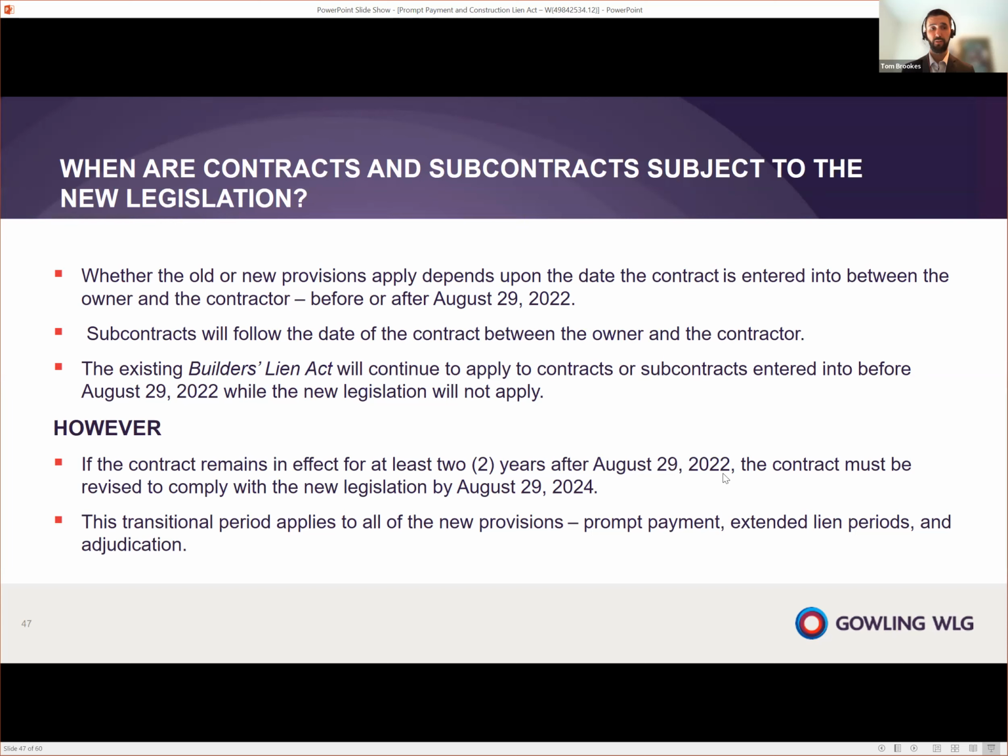Now, importantly, this transition period applies to all of the new provisions. So this includes your prompt payment provisions, extended lien periods, and adjudication as well. What this means, for example, is that there may be a different builder's lien period applicable to a contract entered into before August 29th, as opposed to one entered into after August 29th. So you are going to want to know when that prime contract is entered into so that you know when your builder's lien period expires.